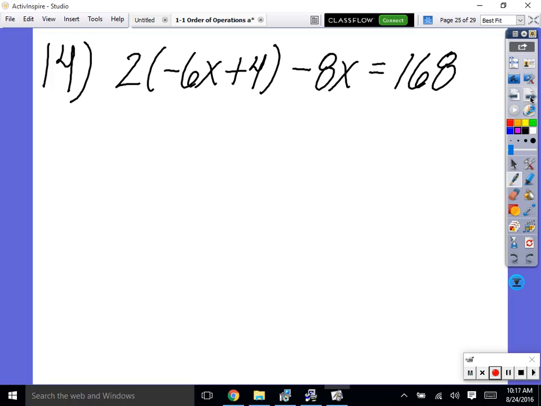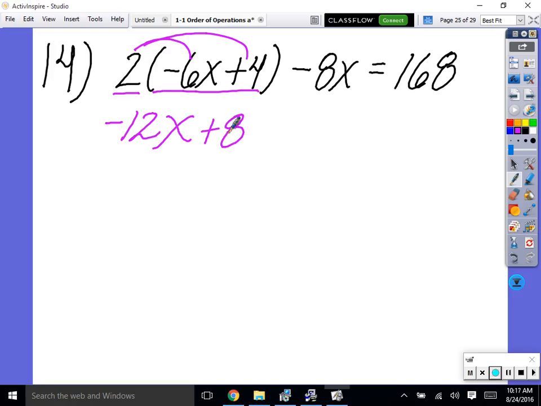On 14, we have 2 times all that stuff. And then we have a bunch more things. So let's distribute that 2 through. So we have negative 12x's. Are we all following me? And then we have plus 8. We still have minus 8x's. And that's equal to 168.